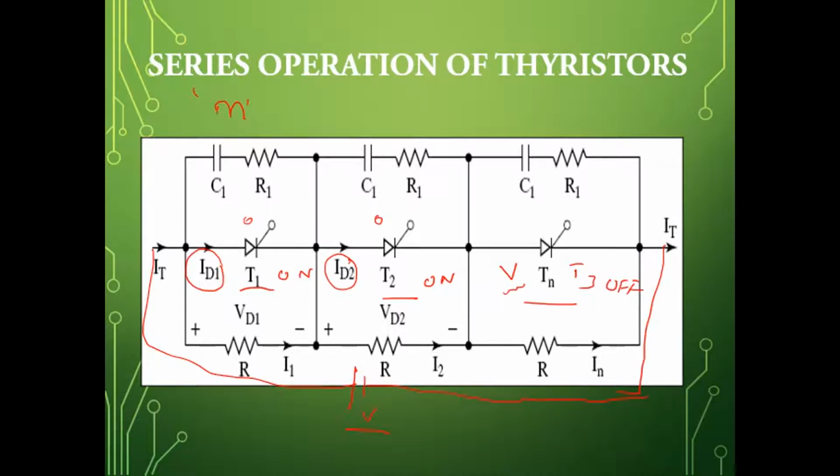So I'll write it next. Here you can see that the thyristor current, that is this particular IT, is nothing but the current which is flowing through the thyristor as well as through the resistor. We will rewrite this, and the change of this thyristor current is ID2 minus ID1. So we'll write it that way. IT is equal to ID1 plus I1. Similarly, IT is equal to ID2 plus I2. So we are going to write it.